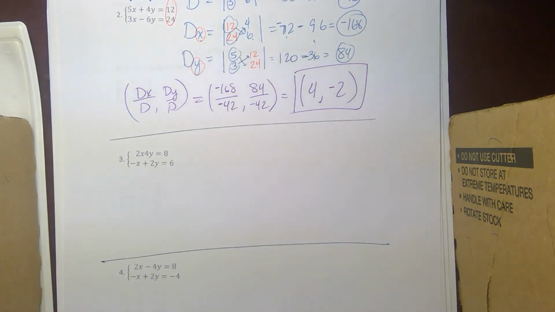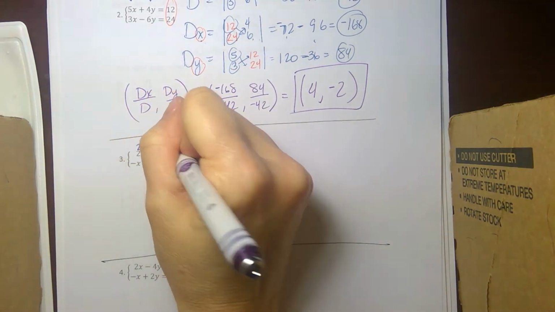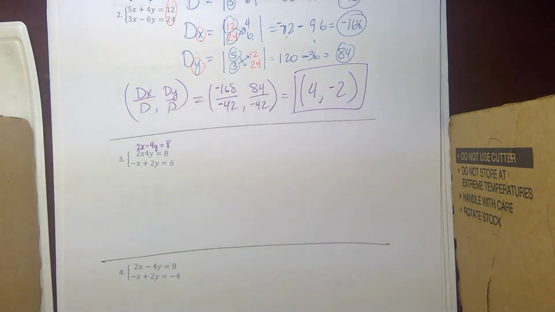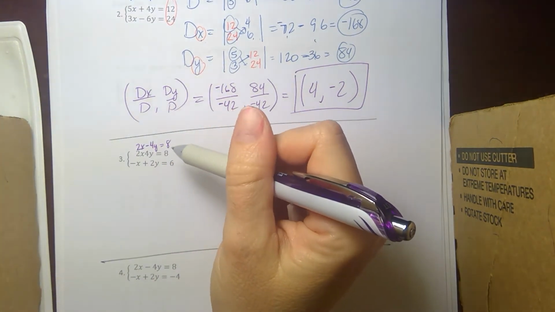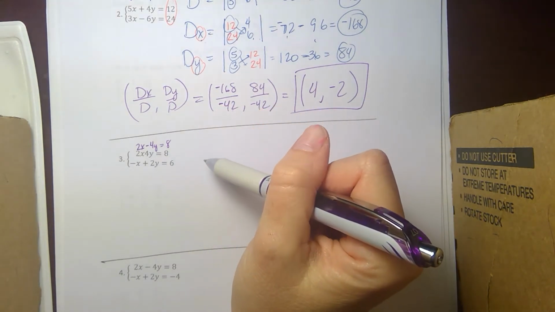All right, I missed a sign there. Hopefully I'll have that fixed before you guys get this printed. But that should be 2x minus 4y equals 8. So that first equation, 2x minus 4y equals 8. Second equation is negative x plus 2y equals 6.